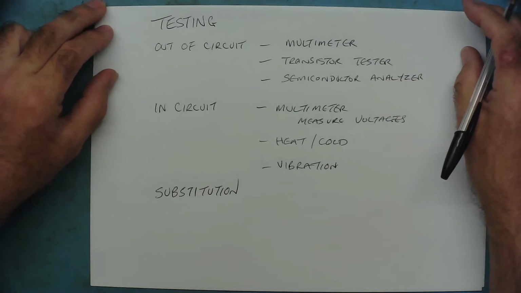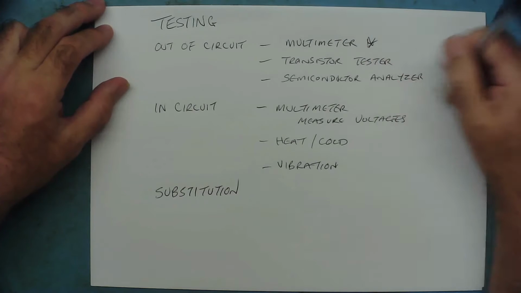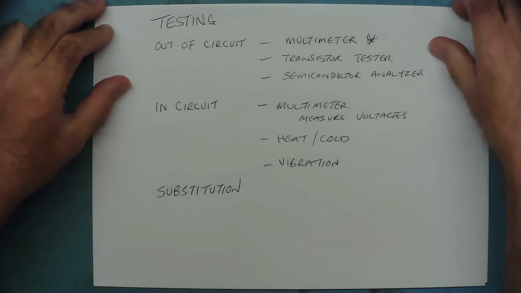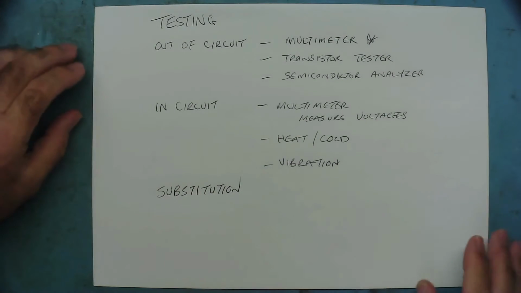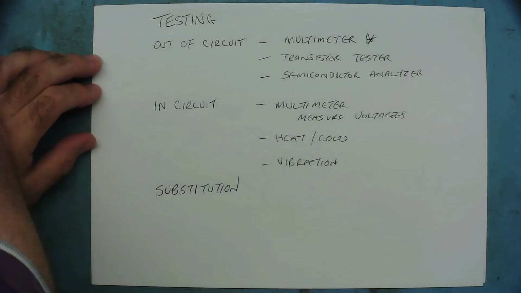So what we're going to look at first now is how to use a multimeter, this one, out of circuit. And then we'll also look at these. So I'll zoom the bench camera down a little bit and let's play with some transistors.